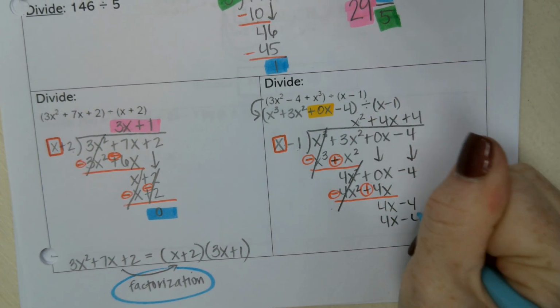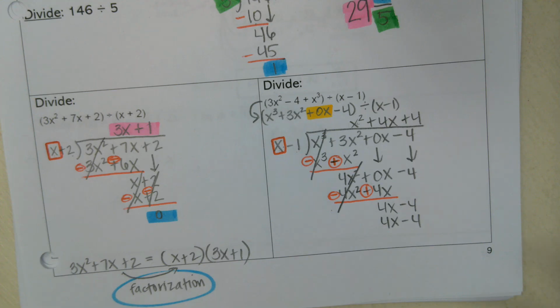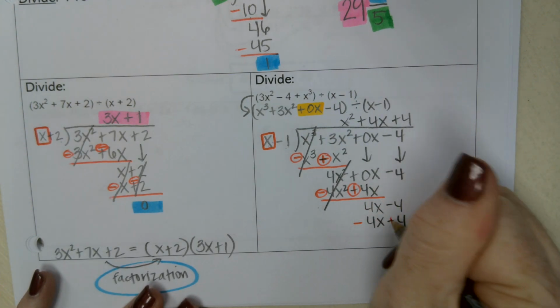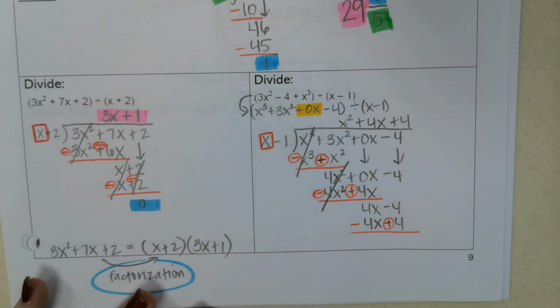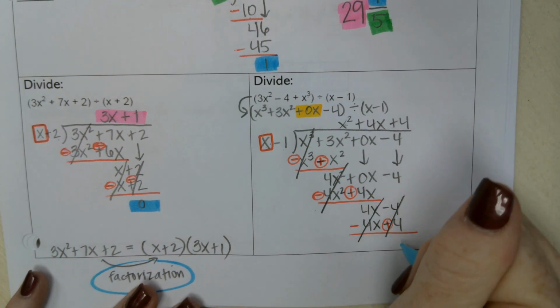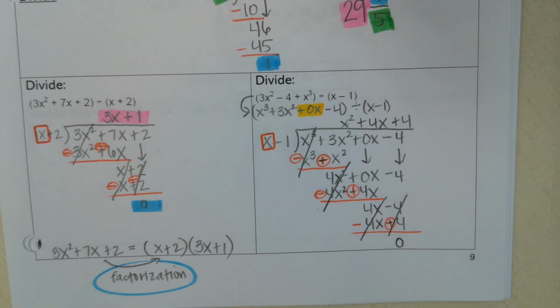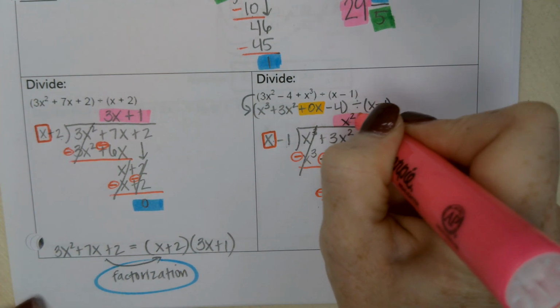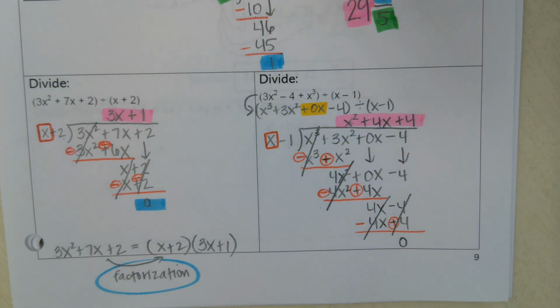That's 4x minus 4. And y'all, what happens when I come through and subtract? Everything cancels out, and once again I've got a 0 remainder, which I love because that means I have a pretty quotient. If it is not a pretty quotient, or if I have a remainder, then I have something ugly. Okay?